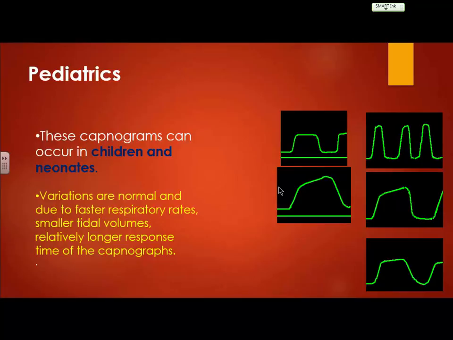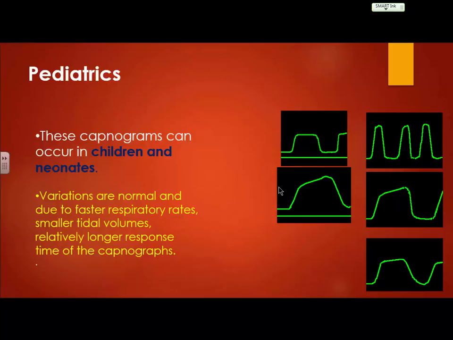Just like with anything else, their anatomy and physiology is a little bit different. All right. And they may have faster respiratory rates, smaller tidal volumes, longer response times to capnographs, higher metabolism. And so, ultimately, you would want to probably see just a good normal waveform. Now, of course, based on their age, you might have variations in respiratory rate, which is normal. You know, sometimes you may have some other variations as well.